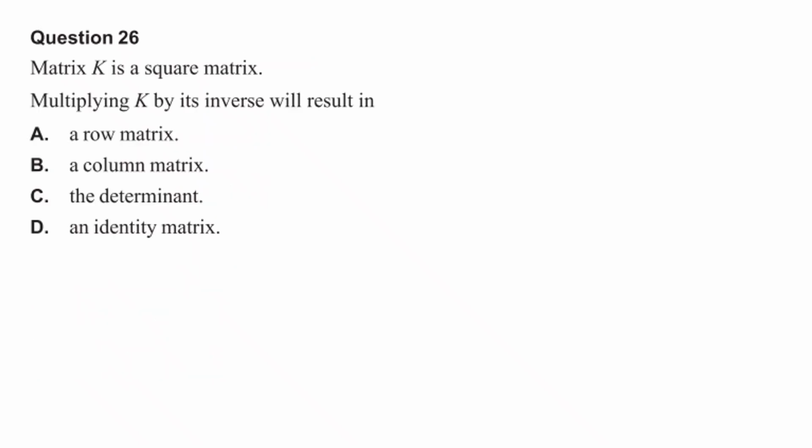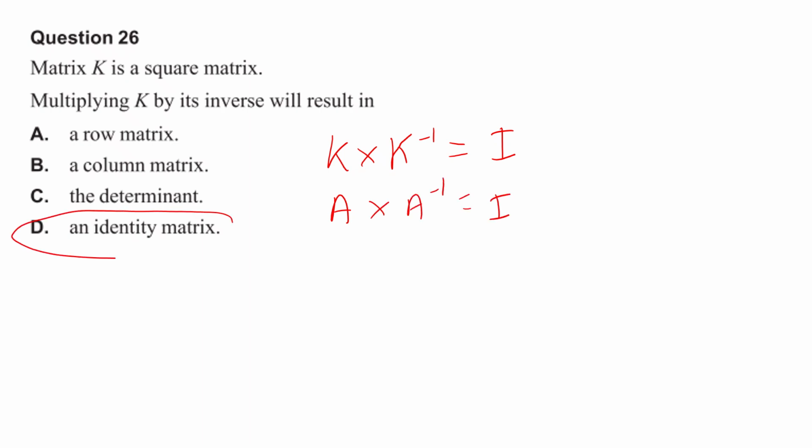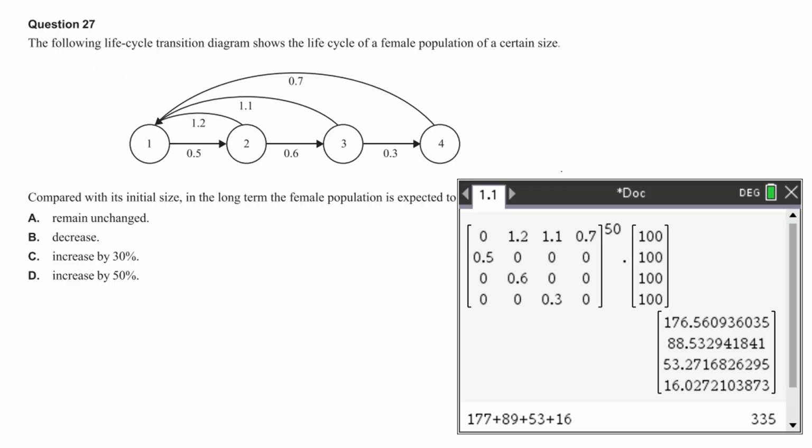Okay, so k times k to the minus 1 equals I. That's the basic equation. Often you might have seen it written in books like A times A to the minus 1 equals I. So anything times its inverse is I, the identity matrix. Answer D.